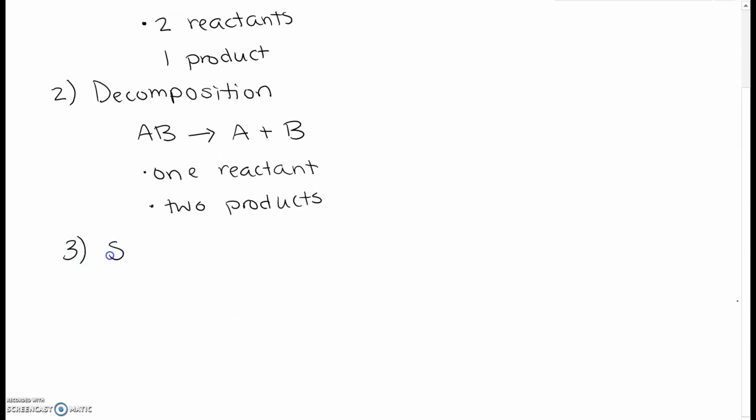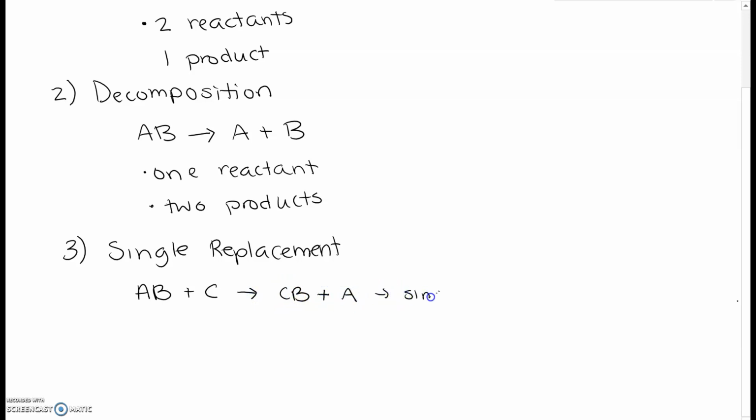The third type of reaction we have is a single replacement reaction. In a single replacement reaction, we'll have AB plus C yields CB plus A. And that's if the single element is a cation. Because the cation is always going to be written first. So notice how we put the C in front of the B.